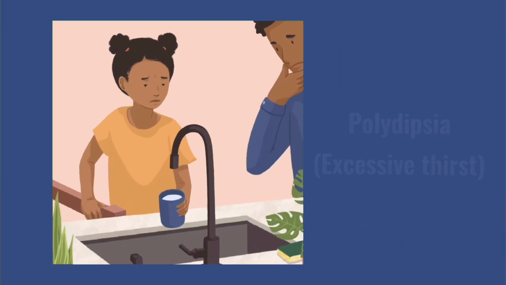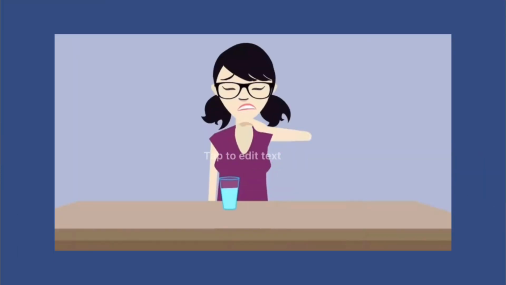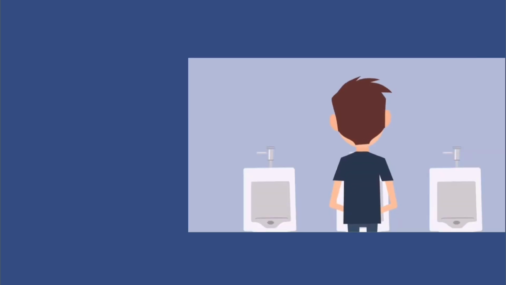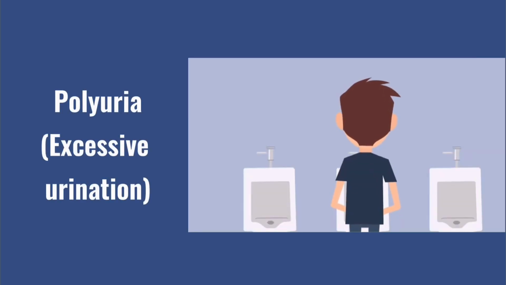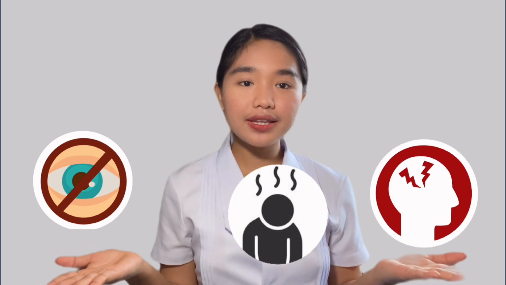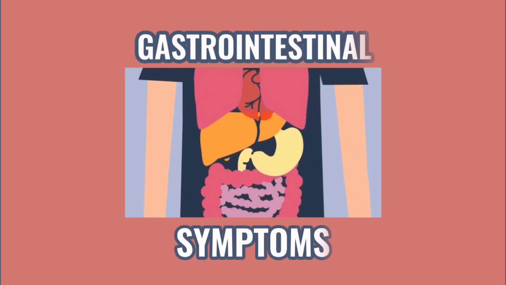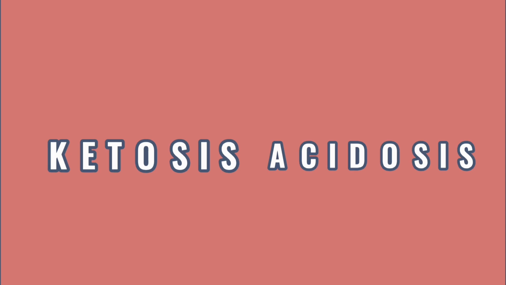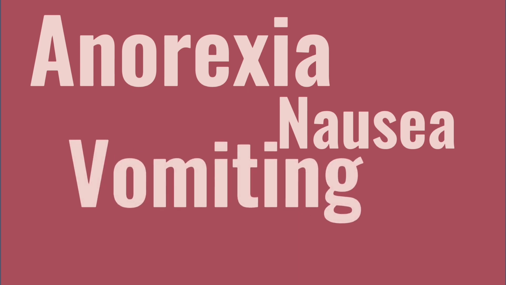The gradual rise of polydipsia, or excessive thirst, and polyuria, or excessive urination, are the most prevalent signs of diabetic ketoacidosis. Also, the patient may have impaired vision, weakness, or even headaches. Gastrointestinal symptoms may also occur in the ketosis and acidosis of DKA. These are anorexia, nausea, vomiting, and abdominal pain.